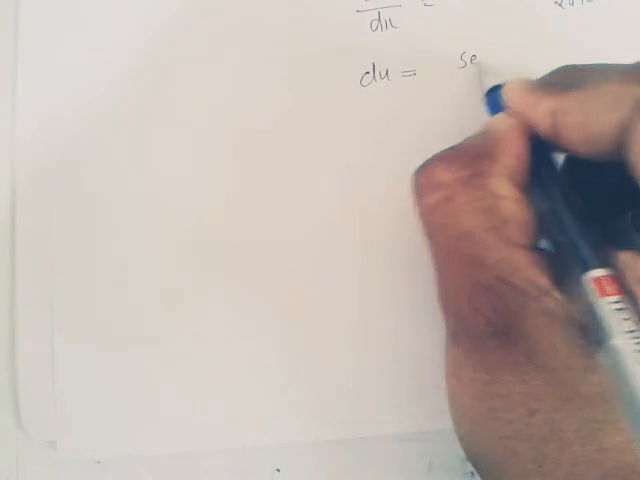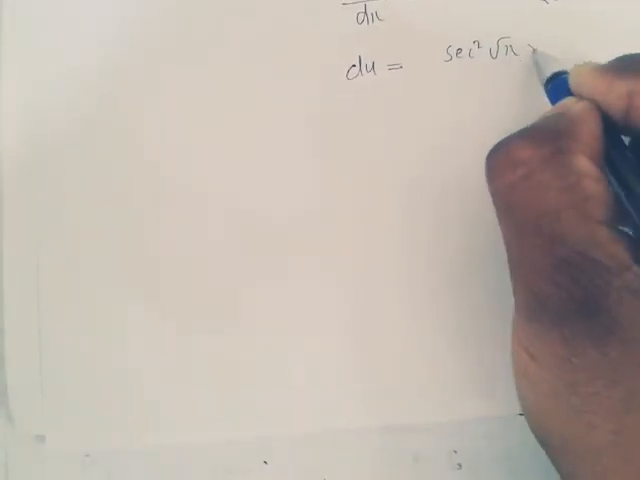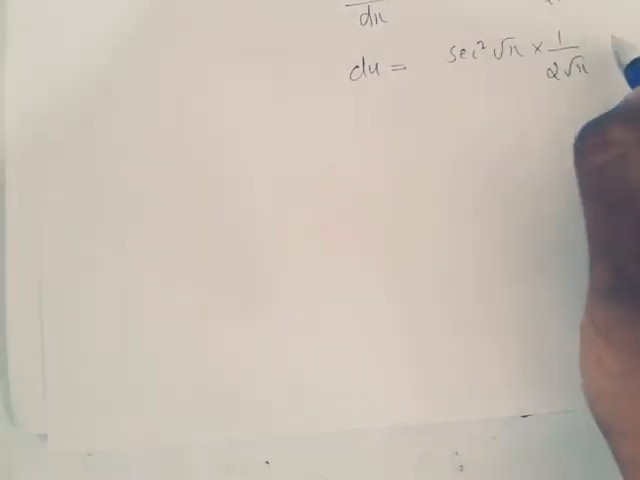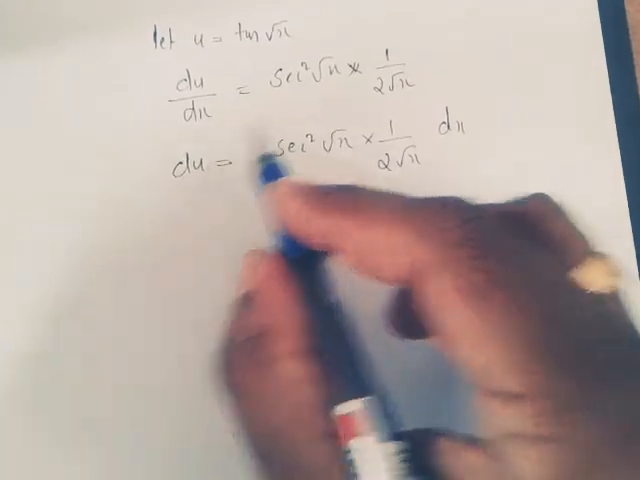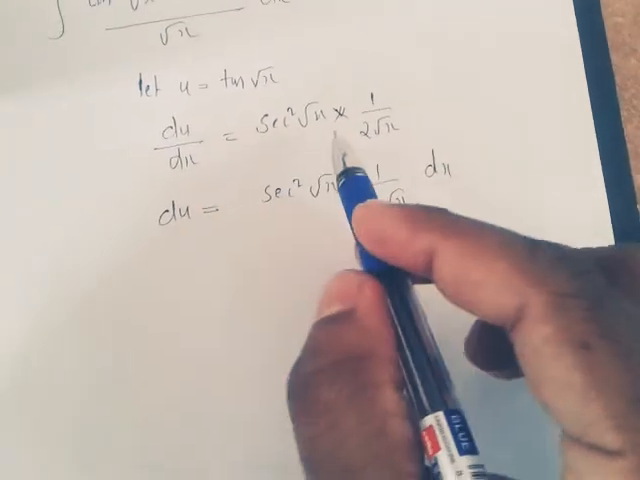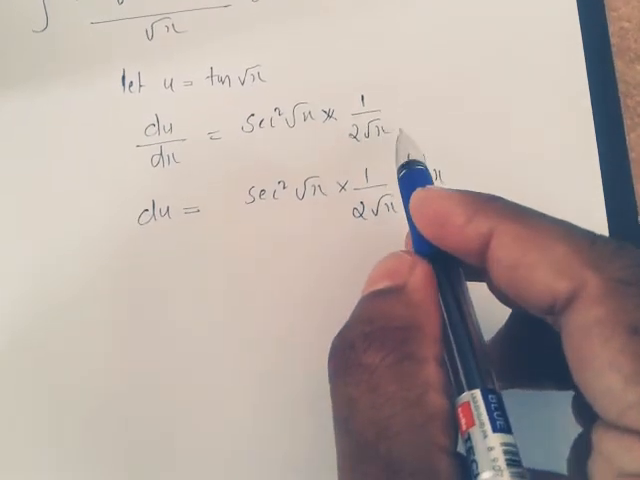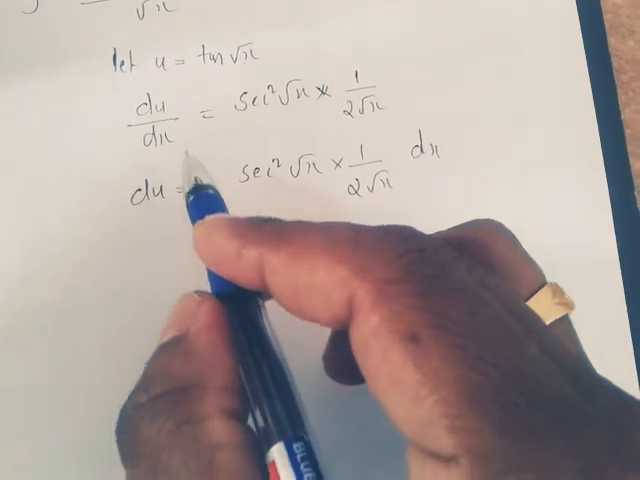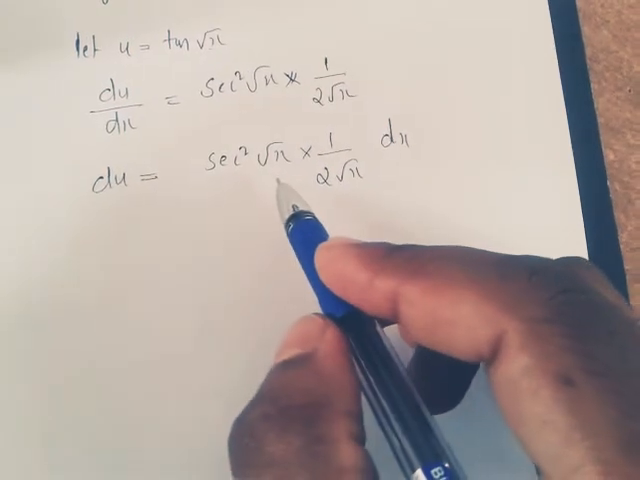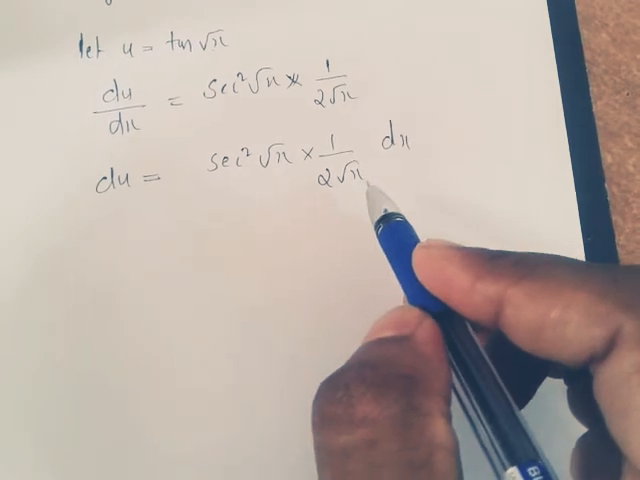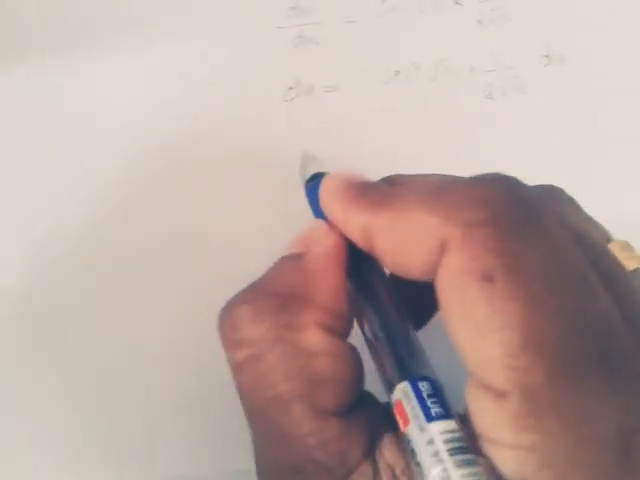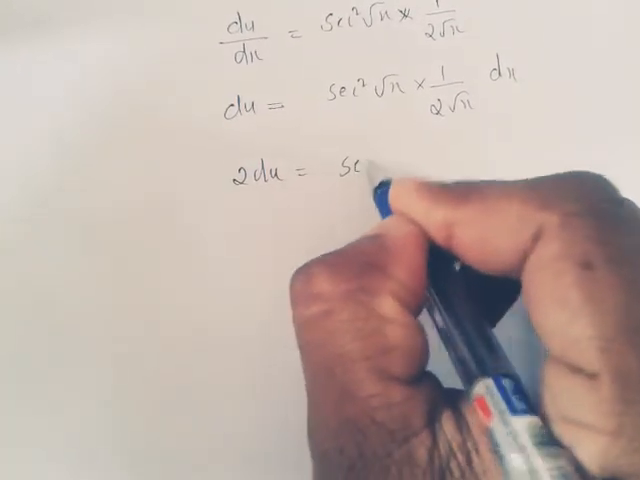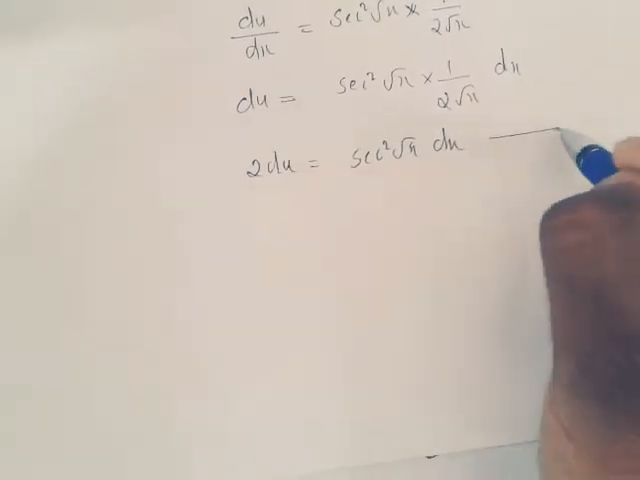Now let's see what is du. Du becomes sec square root x into 1 by 2 root x dx. I kept du on the left side and took this dx to the right side. You may understand, no? Now you can take this 2 to the left side. It becomes 2 du is equal to sec square root x by root x dx. Let it be your first equation, and let me come to the question.